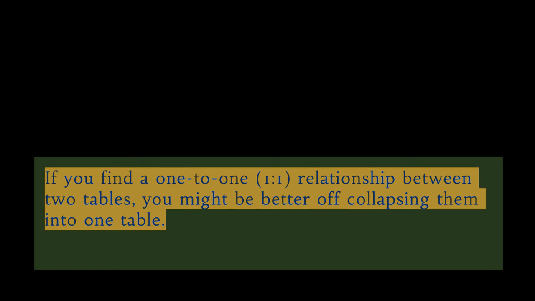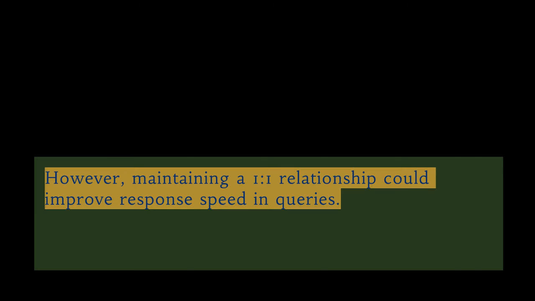One-to-one relationships. Take a final look at the entities. If you find a one-to-one relationship between two tables, you might be better off collapsing them into one table. However, maintaining a one-to-one relationship could improve response speed in queries.